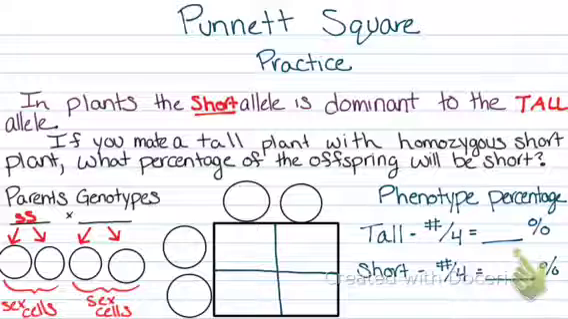The other plant is homozygous short. Homozygous means both alleles will be the same. And short is dominant, so they will both be capital S's. Because the capital S looks similar to the lowercase s, I'm going to draw a nice big S.